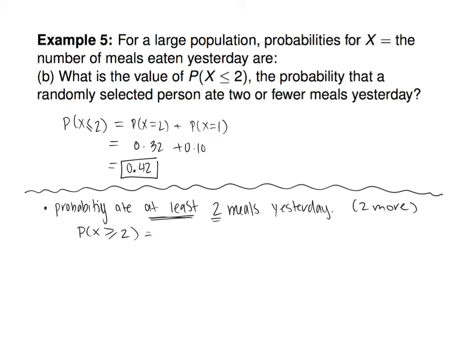which in this case would have been the probability x equals 2, plus the probability that x equals 3, plus the probability that x equals 4. You add all those up and you should get 0.9.